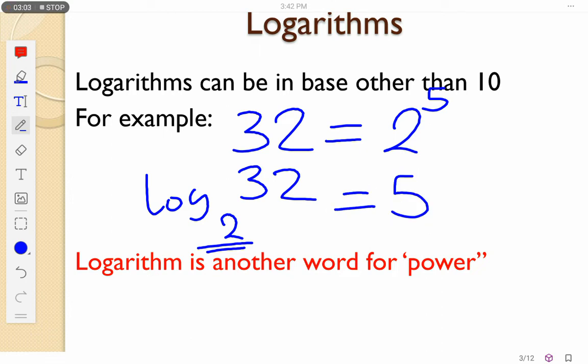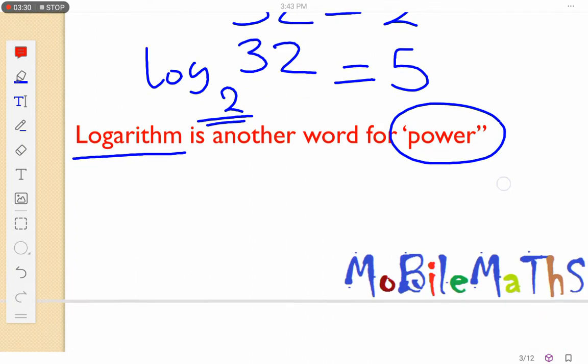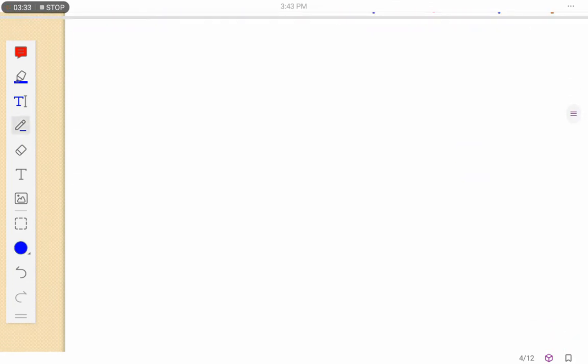So in other words, the term logarithm is another word that can be used for power. What it means is that the logarithm of a number is the power to which 10 is raised to give that number. That's what it means in other words. Let me show you what I mean. Let's say I've got log 1 base 10. This is equal to 0.